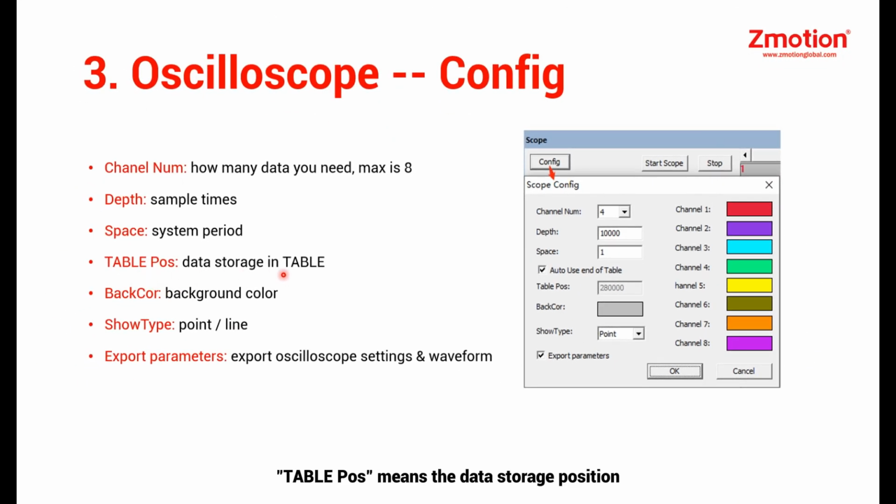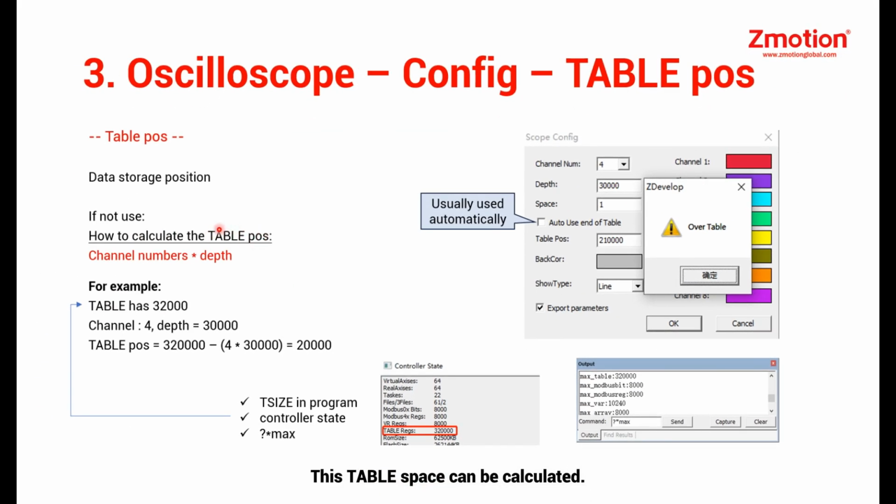Table pos means the data storage position, and it uses the table end space automatically. This table space can be calculated. That is, multiply the number of channels and depth. For example, the controller table has 300 and 20,000. There are 4 channels. The depth is 30,000. Each capture point occupies one table, so it needs 120,000 spaces. Then the starting position of the table is 20,000.